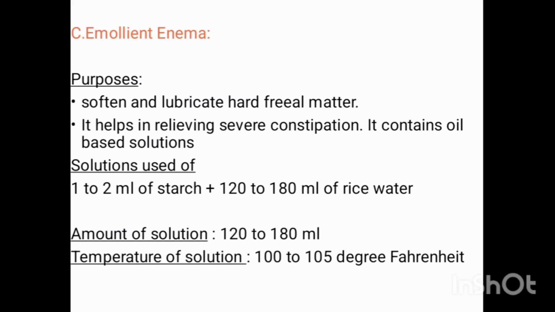C. Emollient enema. Purposes: soften and lubricate hard fecal matter. It helps in relieving severe constipation. It contains oil-based solutions. Solutions used: 1 to 2 ml of starch plus 120 to 180 ml of rice water. Amount of solution: 120 to 180 ml. Temperature of solution: 100 to 105 degrees Fahrenheit.